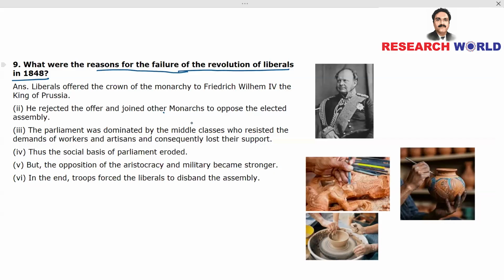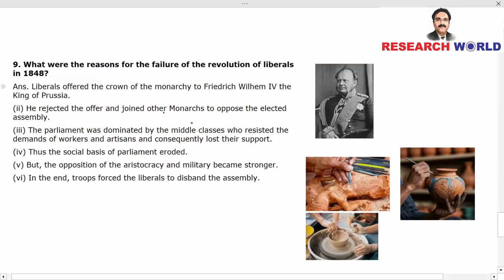Reasons for the failure of the revolution of liberals in 1848. In the previous questions, that is question number 7 and 8, we have discussed the revolt of the peasants of 1845, then the revolt of the educated middle class, that is liberals, in 1848, and how the National Assembly of Germany was formed at St. Paul's Church in 1848 at Frankfurt, etc. So in continuation of those 2 questions, let's see this question.